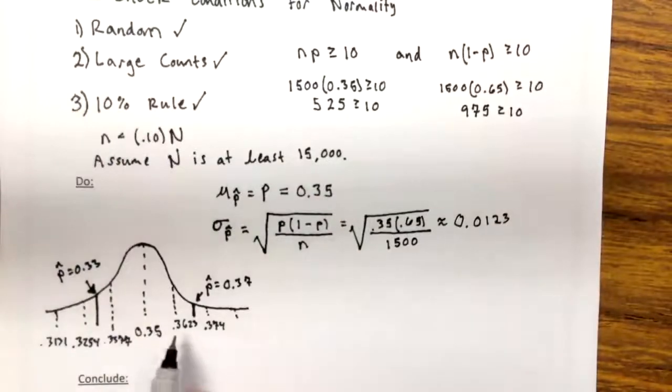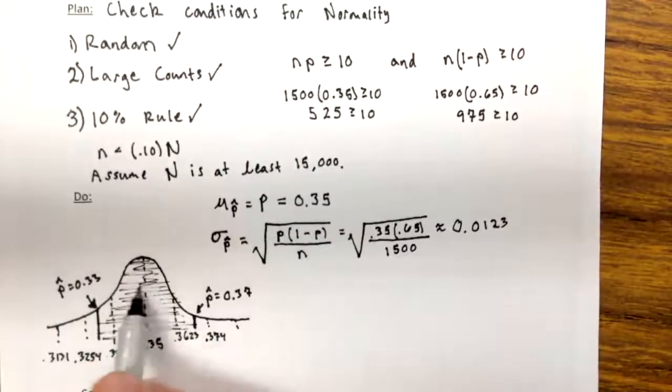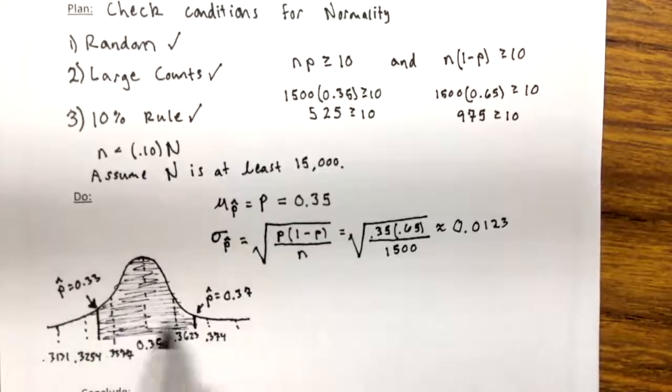All right, and what we're trying to find is the probability that we fall within that range. So then you could just shade this in. It looks a little nicer than mine. It's hard to shade in with a Sharpie.